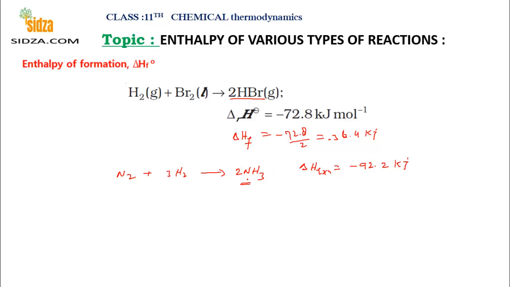That means this 92.2 kilojoules of heat is released when 2 moles of ammonia are formed from the constituent elements. So the enthalpy of formation for ammonia for 1 mole will be half of this, that is negative 46.1 kilojoules. That means the enthalpy of formation of ammonia is negative 46.1 kilojoules.